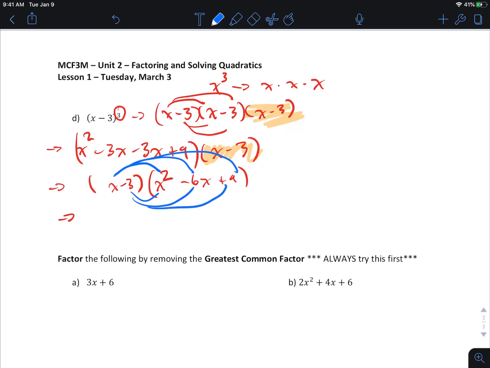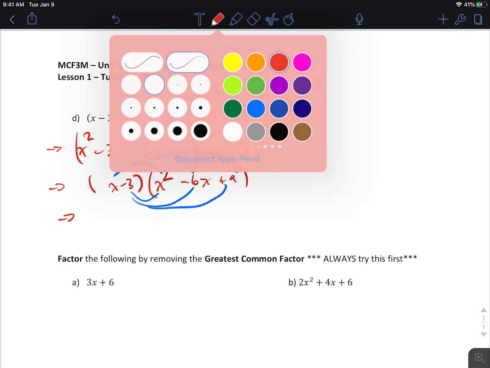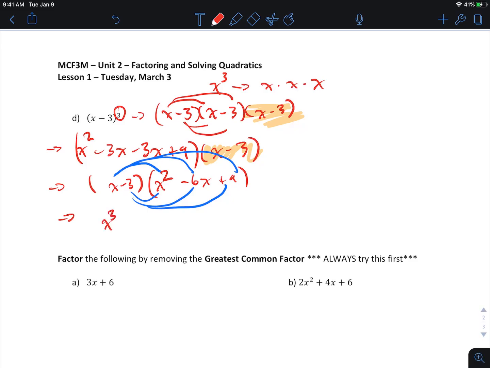So then I'm going to get x cubed minus 6x squared plus 9x. That takes care of the top arches. And then I'm going to start the bottom ones. Minus 3x squared plus 18x minus 27.